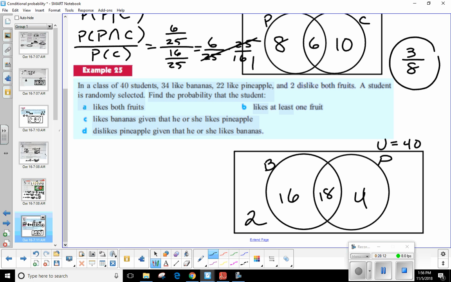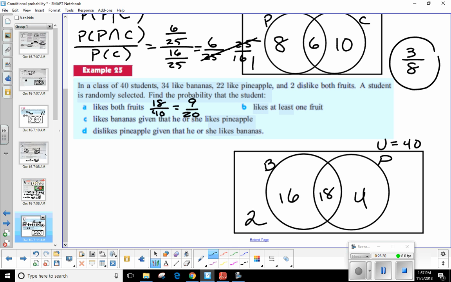What's the probability that a randomly chosen student likes both fruits? So this would be 18 out of 40, which would be 9/20. Almost 50%. Not quite.